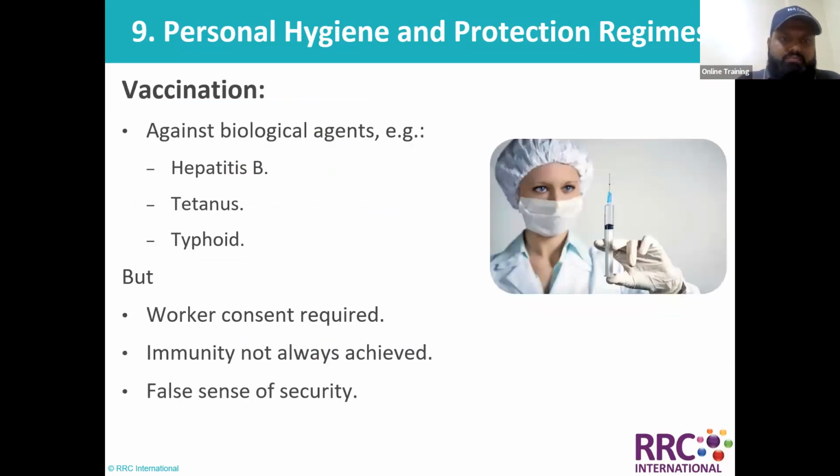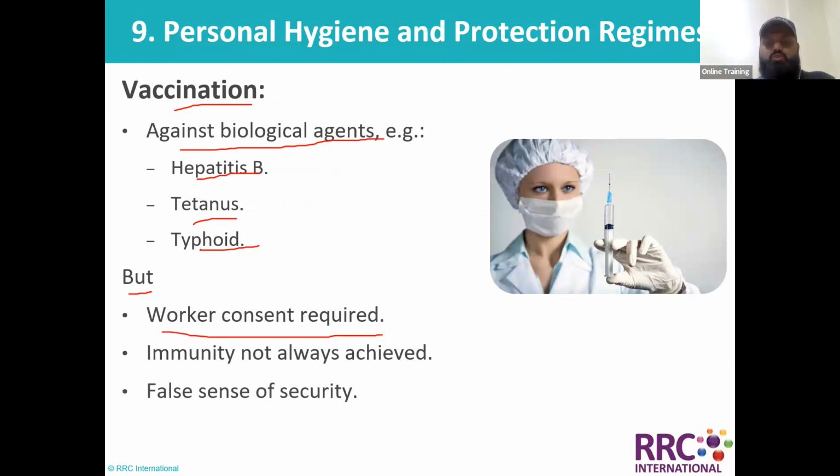Next is, we can have the vaccination of our workers to protect them, just like we had the COVID vaccination, against biological agents, for example, hepatitis B, tetanus, typhoid, or COVID even. But an important thing is worker consent is required. Like when you were using the Sehati app for the COVID vaccination, you were mentioning over there whether you are diabetic or not, whether you have some heart disease or not, like you were giving them your consent.